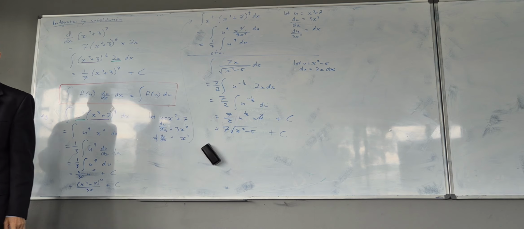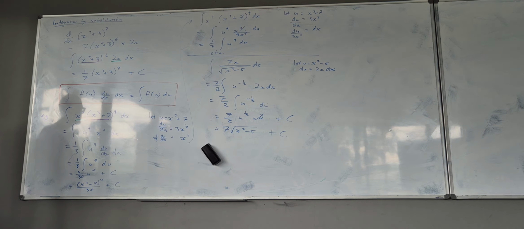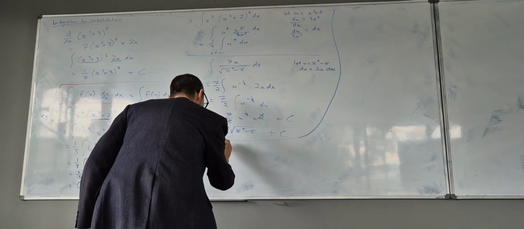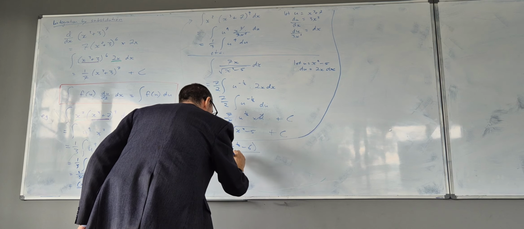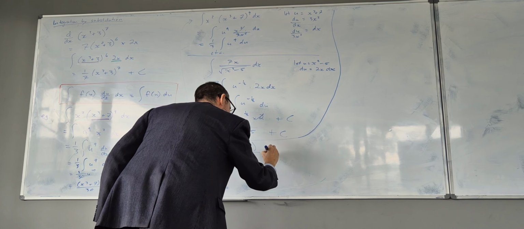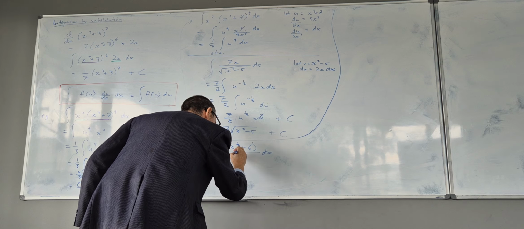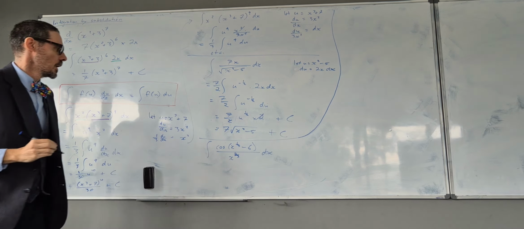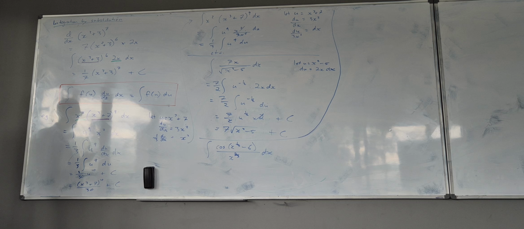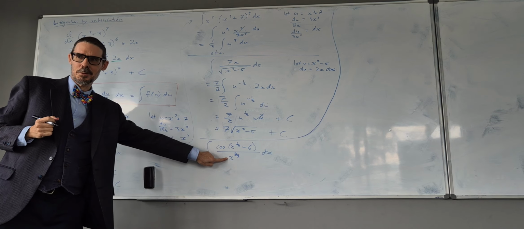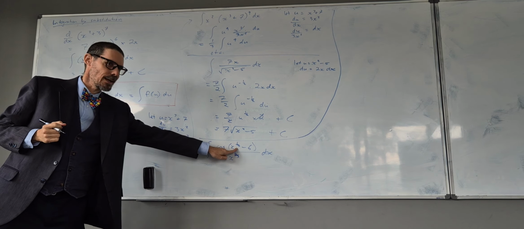Always give your answer in terms of the original x, not the new u that you invented. Cos of x to the third minus 6 over x to the 2/3. Looks scary, but this is x to the negative 2/3, which is the derivative of x to the third.